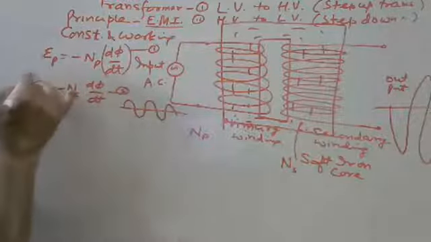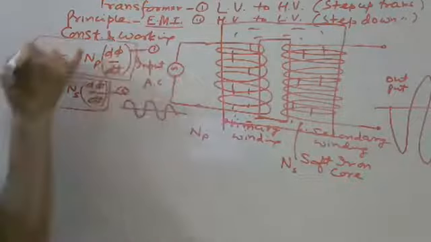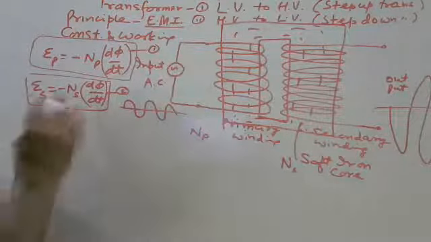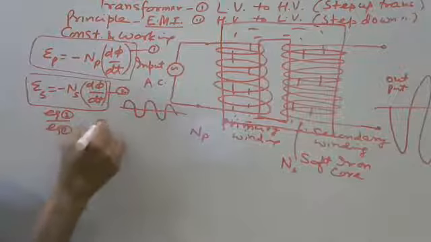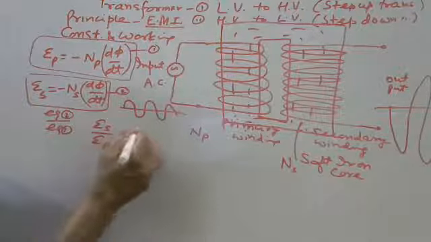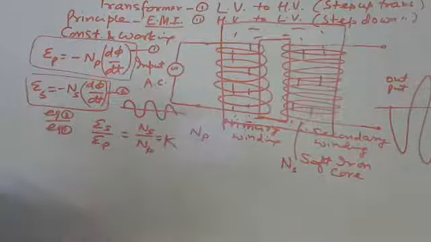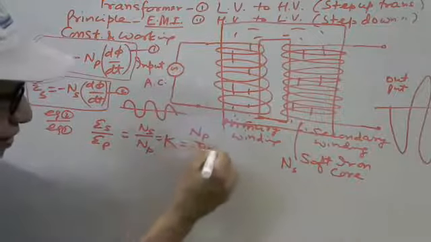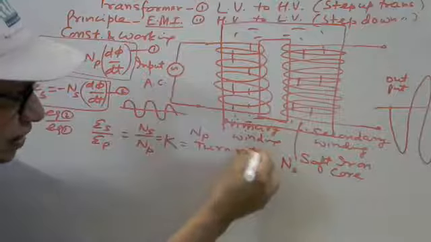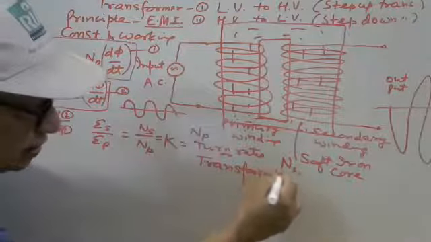And mind it, this flux linkage should be roughly constant. So if we divide equation 2 by 1, we are getting here ES upon EP equal to what? NS upon NP, which is called K. K is the turn ratio or the transformation ratio. K is called the turn ratio or the transformation ratio.